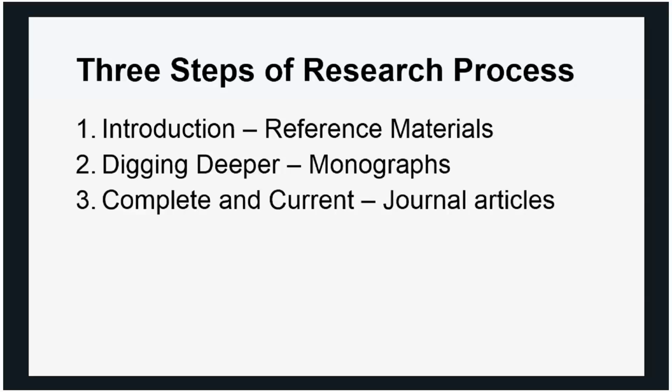The second step is called digging deeper. And here we use monographs. Monographs are books about a single subject. So you're going to find books in that section. And third being complete and current. There you're talking about journal articles and such that you're going to need for your lit review and for research. So those are the 3 steps.